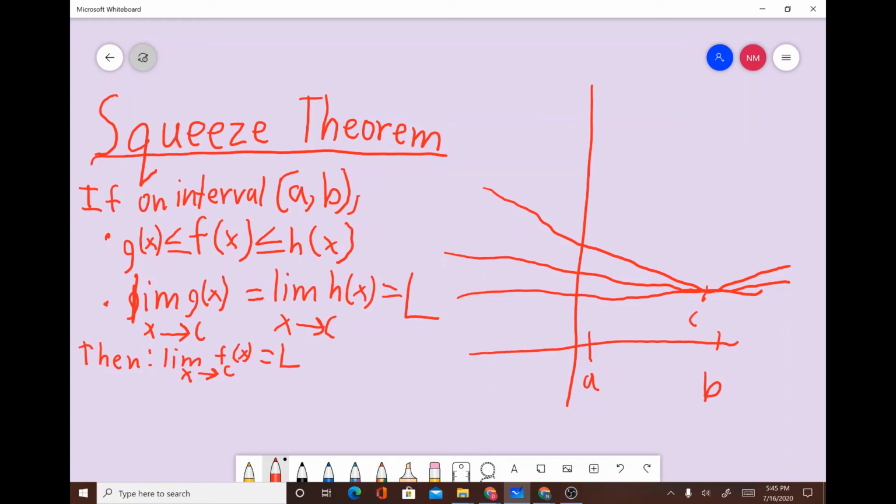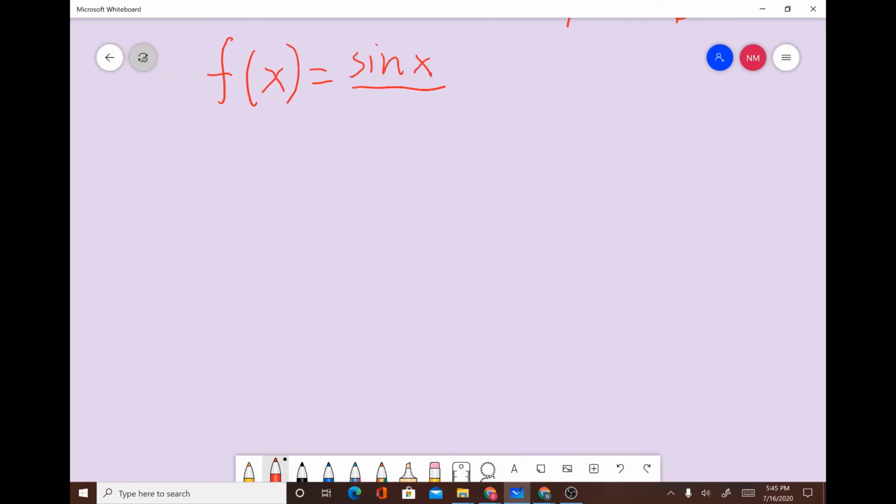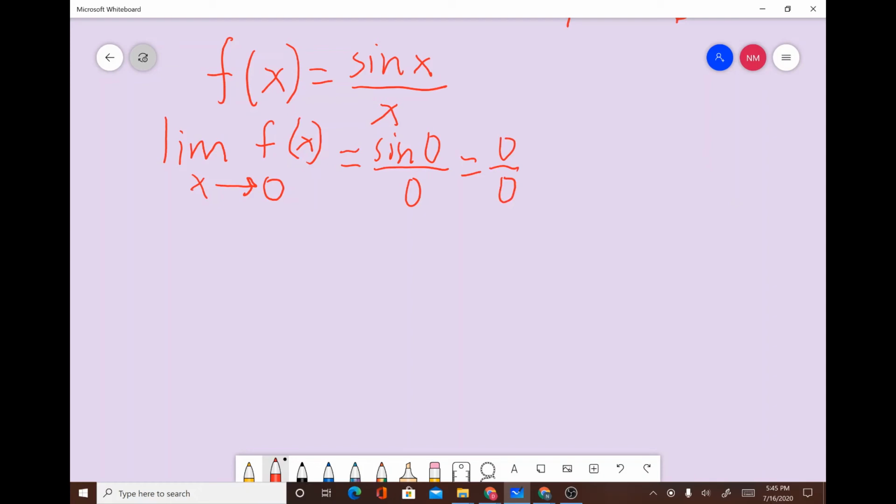So I'll show a quick example to demonstrate this theorem. Let's set f of x equal to the equation sine of x over x. So first let's try to find the limit for this by plugging it in. First we're trying to find the limit of f of x as x approaches 0. And if we try to solve this by plugging in 0, it'll just be sine of 0 over 0, which is just 0 over 0. So that's indeterminate. So we need to find another way to find the limit.